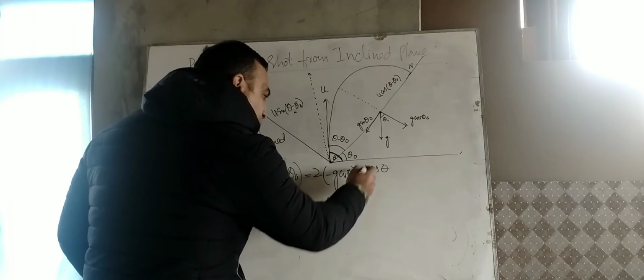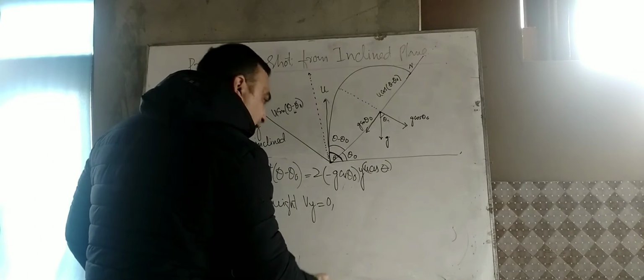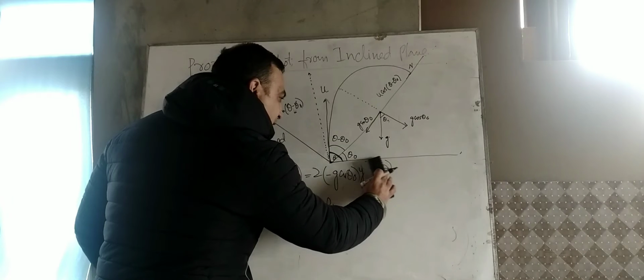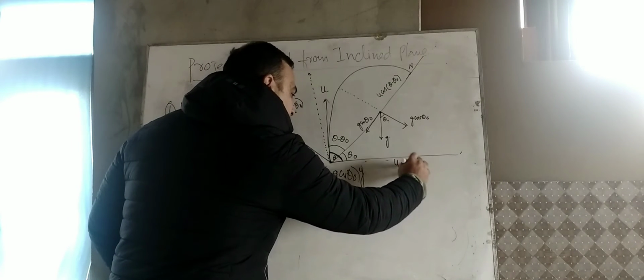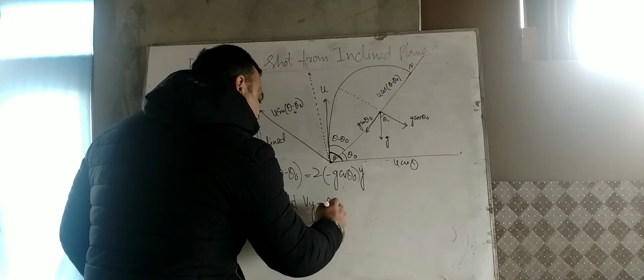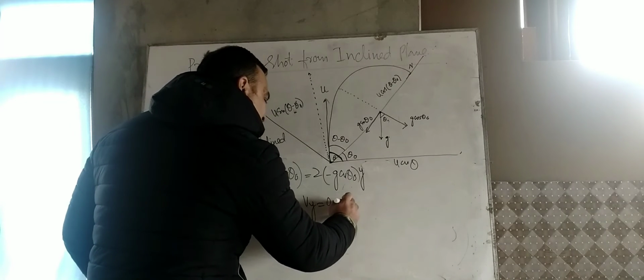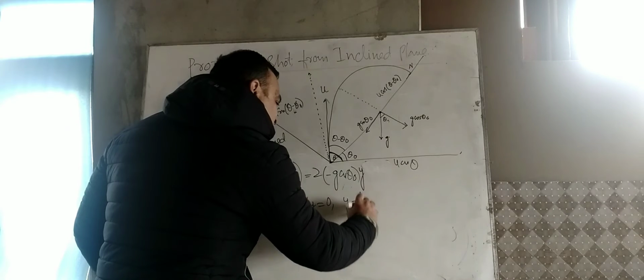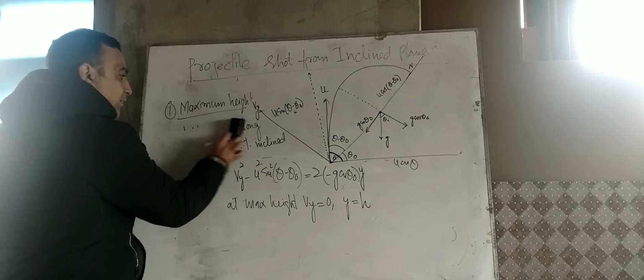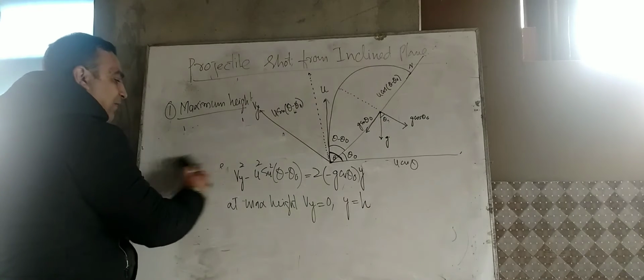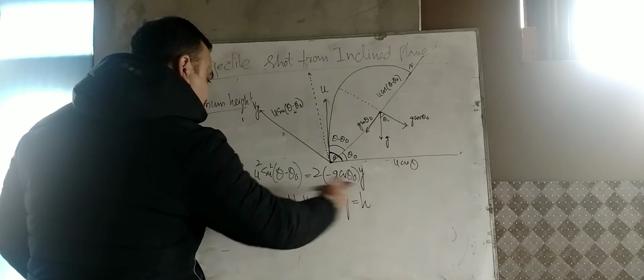And what will be this y? This is a separate thing, okay? So I should rub it. So this is u cos theta. So Vy is equal to 0. At that point, y must be equal to the maximum height. So we can calculate the maximum height from this equation.